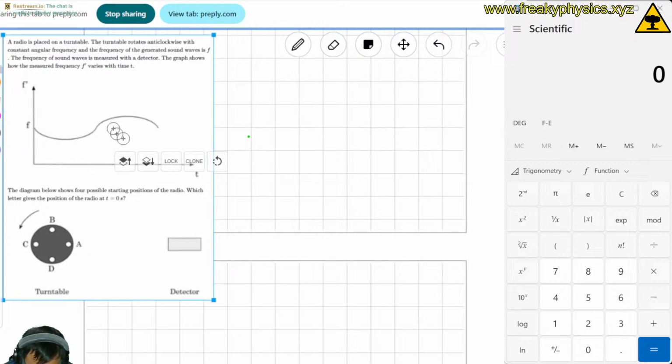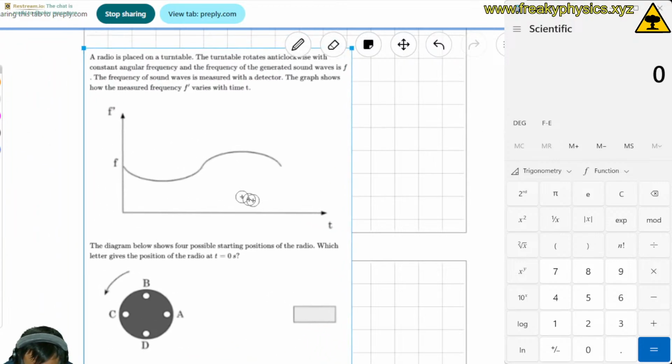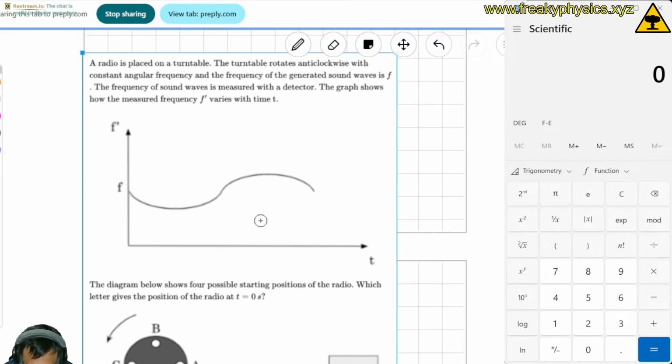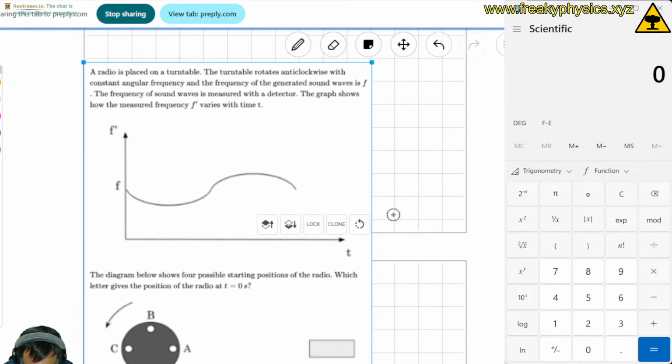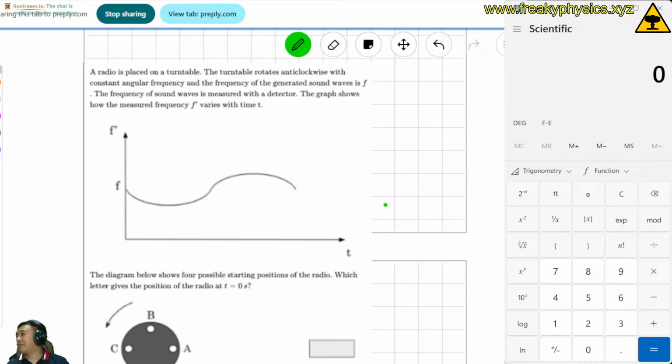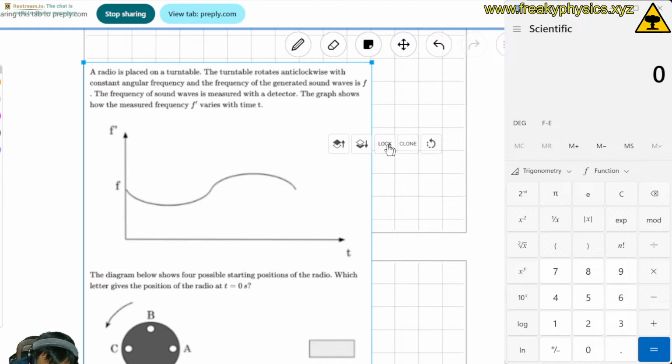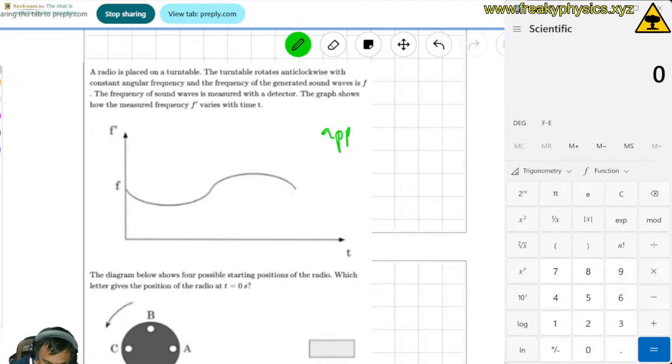Now, this is the Doppler effect. You know that for the Doppler effect, let's write that down first. For the Doppler effect, approach means F prime is greater than F, right? And similarly, if it recedes, it is the other way around: F prime is less than F, right?